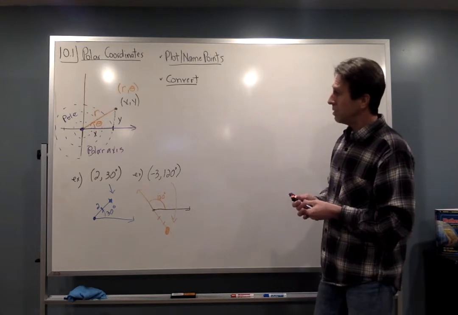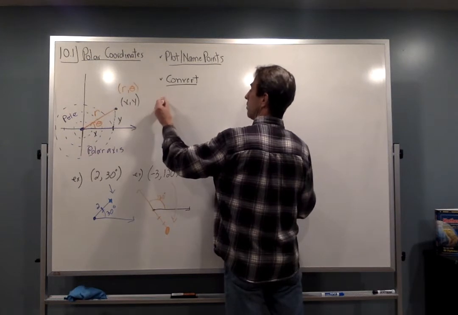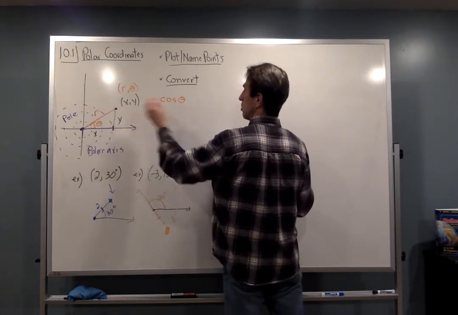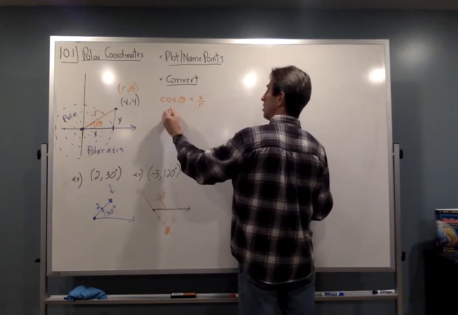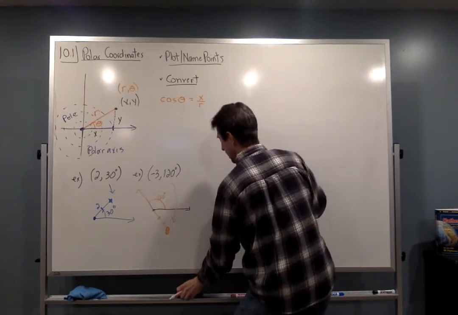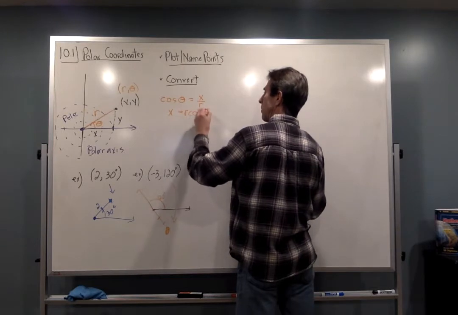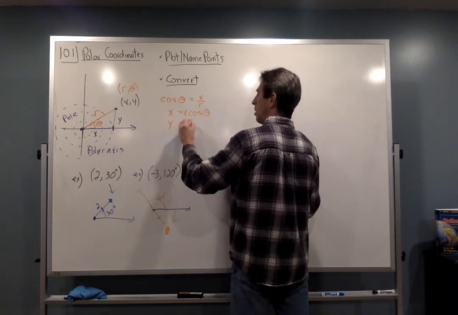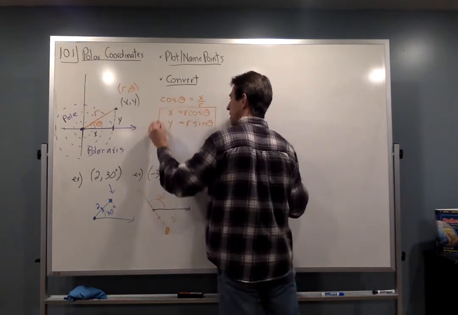One is that if I look at theta and r, I can come up with a couple trig relationships that help me. For example, the cosine of theta is just going to be x over r, which means x equals r cosine theta. Same argument, we would get y to be r sine theta. This is an important set of conversion formulas.